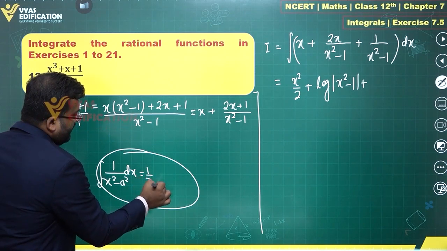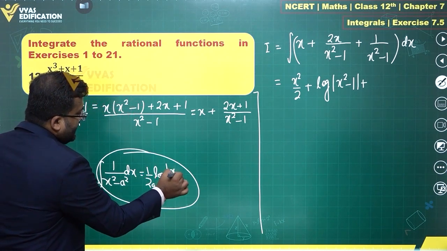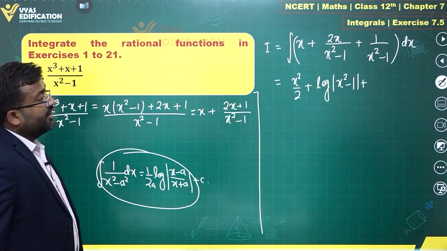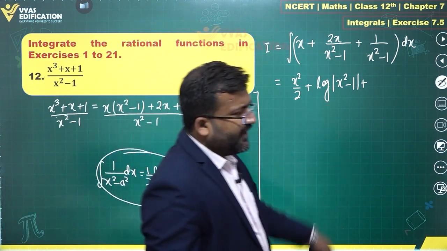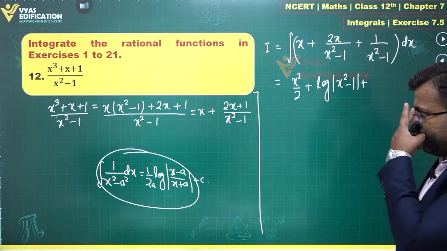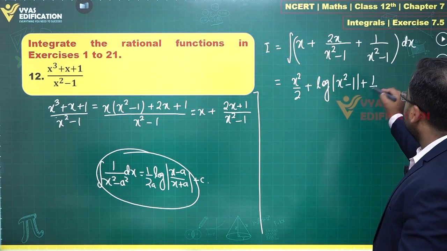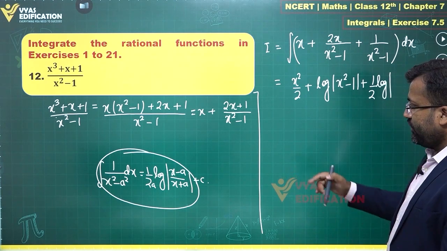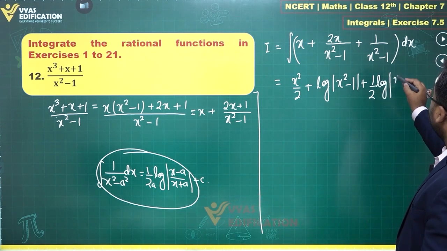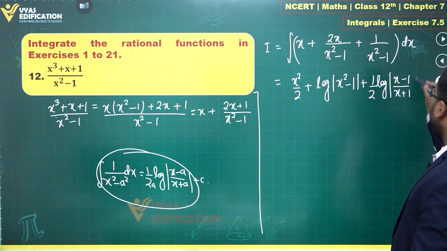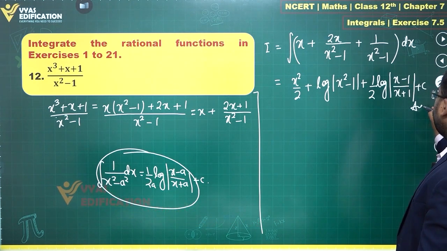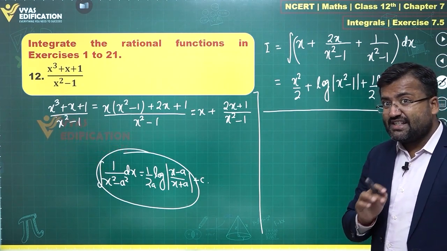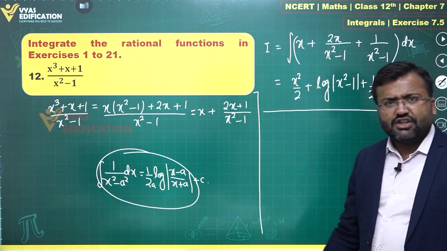1 upon 2a log modulus x minus a upon x plus a plus constant. This is what you have. So instead of a, you have a 1 over here. So 1 upon 2a is 1 upon 2 into 1, log of modulus x minus a upon x plus a, which is x minus 1 upon x plus 1 plus constant term. That's my required answer using this direct approach. Mind you, that's the complete solution of this question.